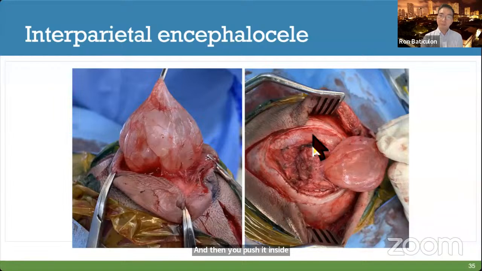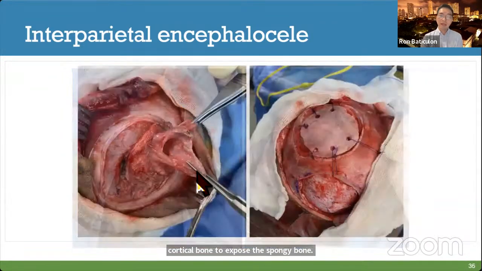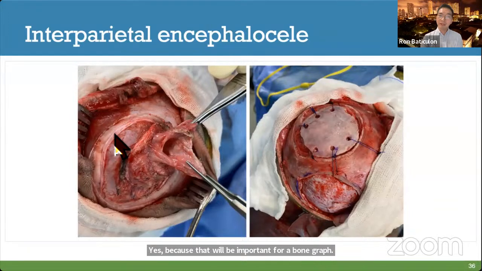It's very important to expose the bony edge because this is cortical bone, and you need to drill off that cortical bone to expose the spongy bone. That will be important for our bone graft later. After that, you see here, I pushed the dura to expose the cortical bone. And then here, you will see when we now open the sac.